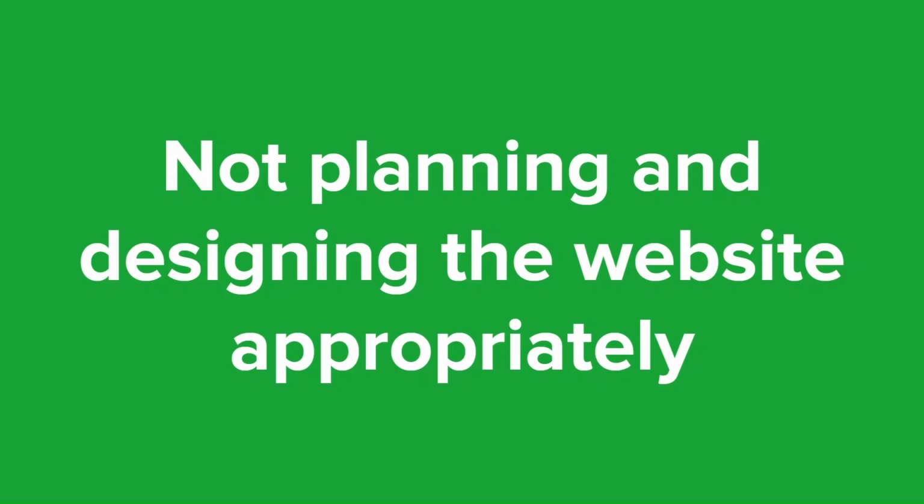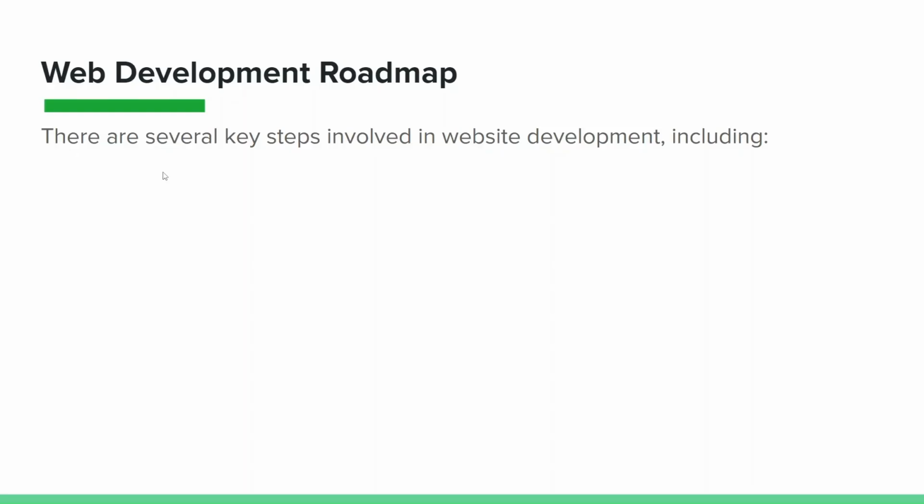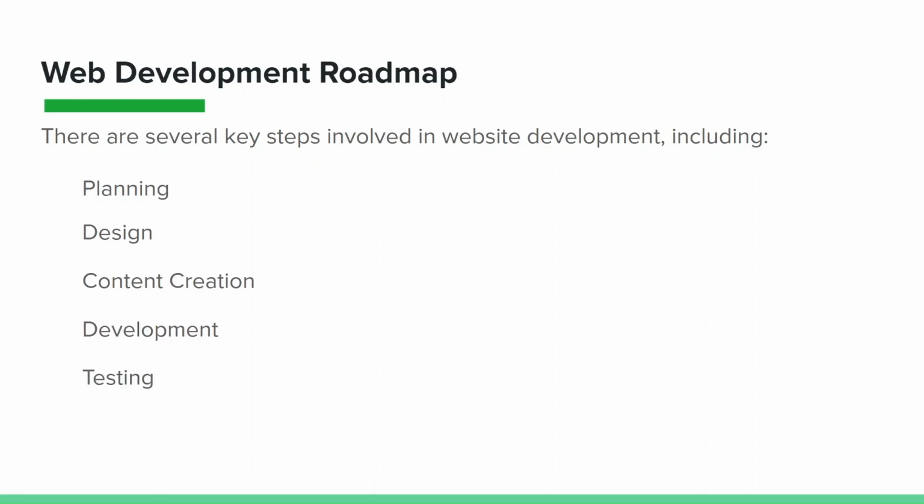So you need to be able to plan each step of the web development process and then get started with the actual website design and planning. So let's take a closer look at the web development process. So with the web development roadmap, there are several key steps involved in website development, including planning, design, content creation, development, testing, and deployment.